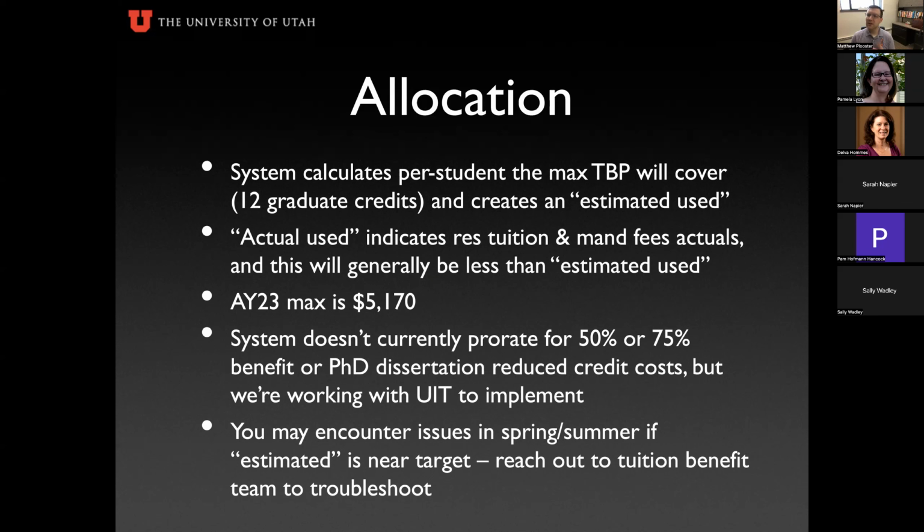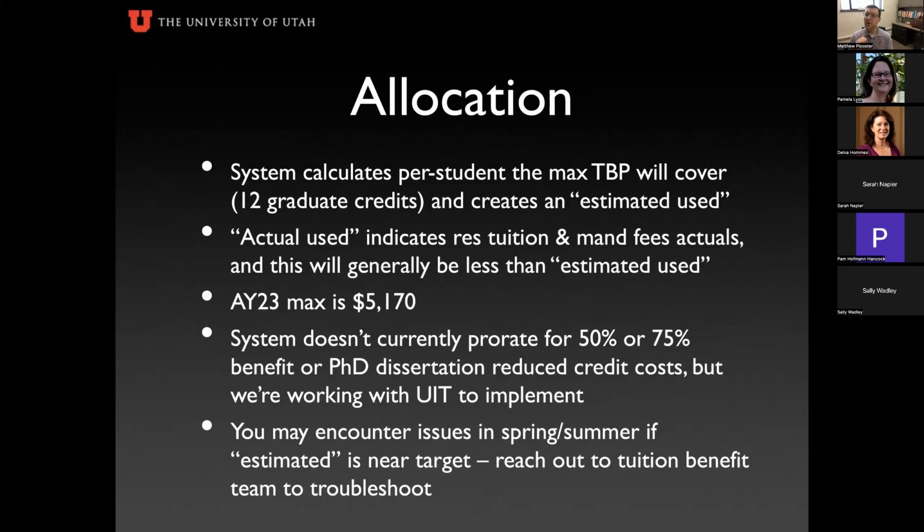For 2022, 2023, that estimation will be $5,170. So the estimated use is, let's say you enter 10 students, 10 times 5,170 is $51,700. That's what your estimated use will be. Your actual use will be what is actually the charges of resident tuition and mandatory fees. So if you have students who are only enrolling in 9 graduate credits, your estimated use will be higher than your actual use. That is very normal for your actual use to be less.